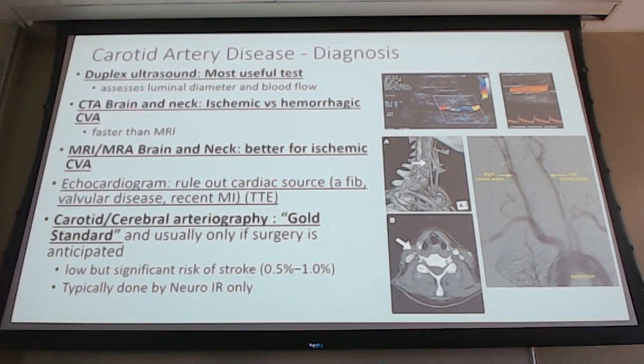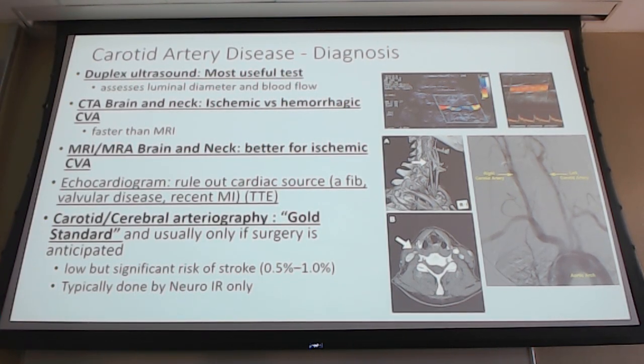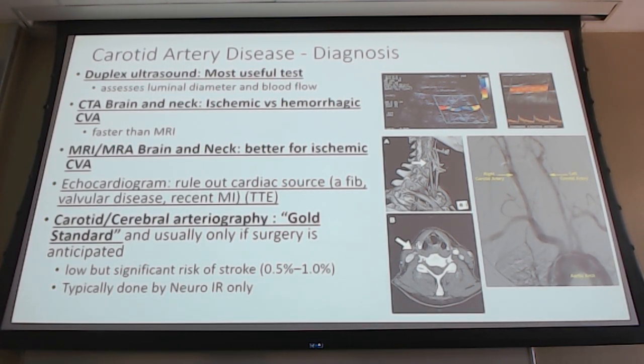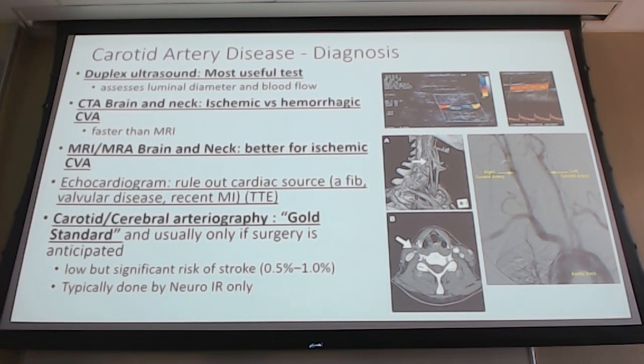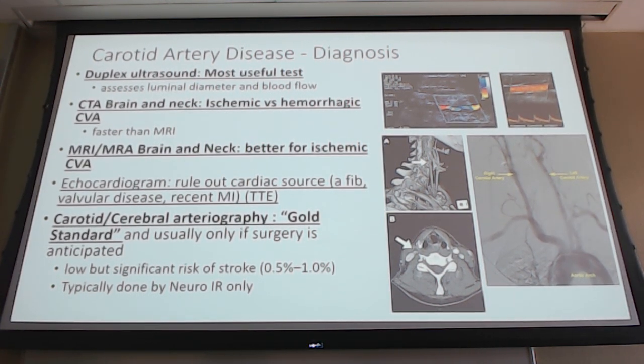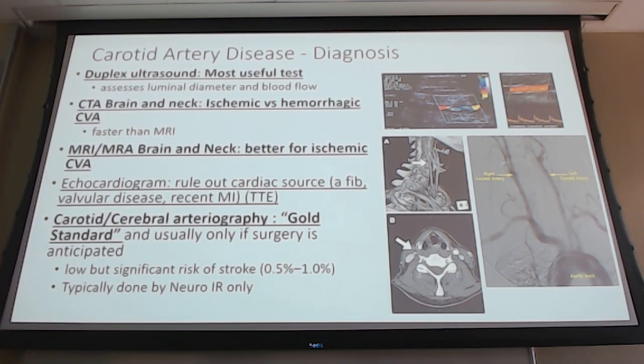We want to do an echo. We want to make sure that we don't have any cardiac source. We can do this by a TTE. We do this for anybody who has AFib, valvular disease, or a recent MI.